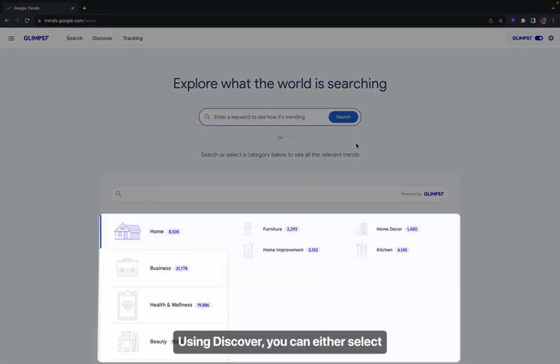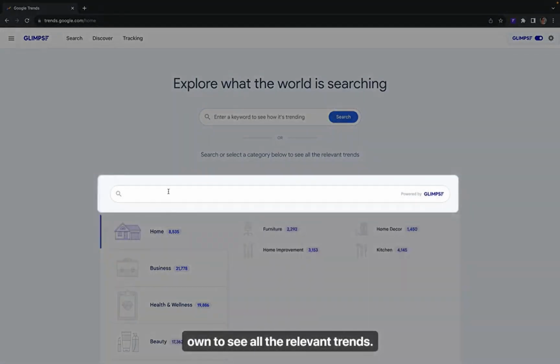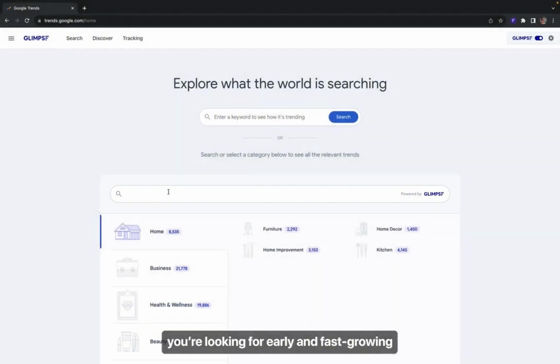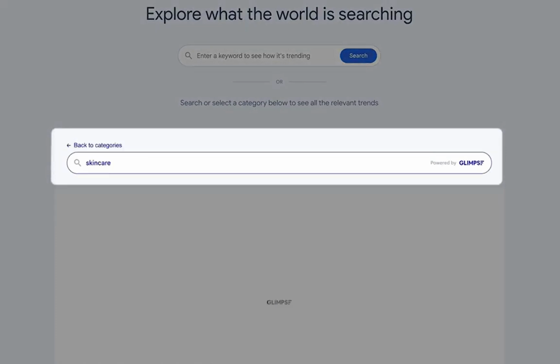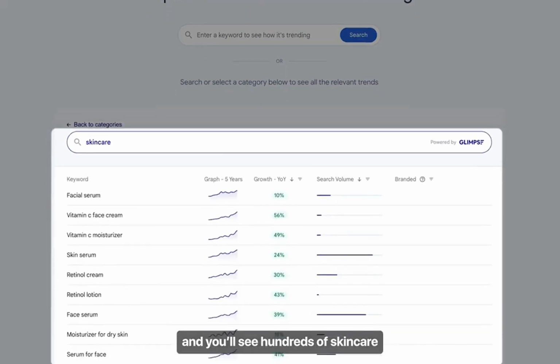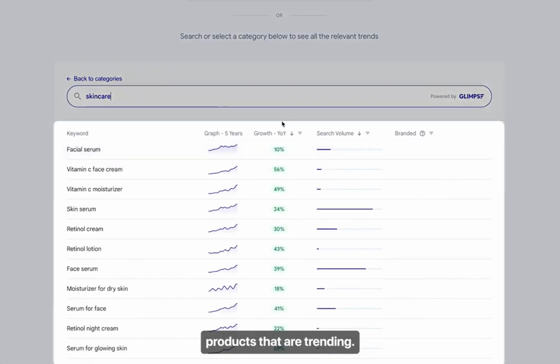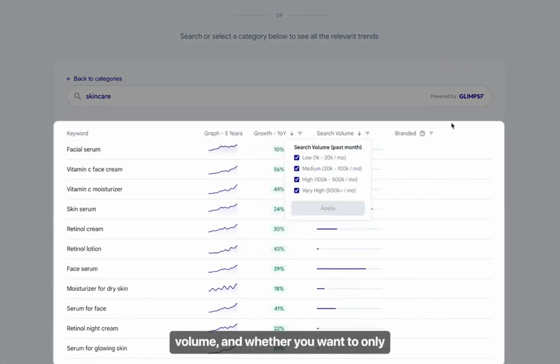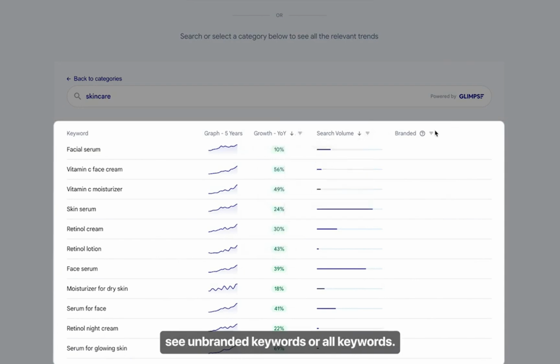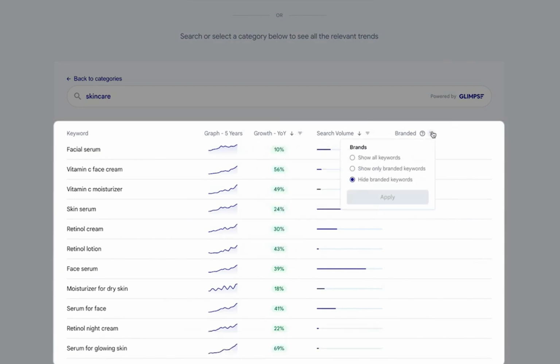Using Discover, you can either select a predetermined category or search your own to see all of the relevant trends. Imagine you run a skincare brand and you're looking for early and fast-growing skincare products you can sell. Just search skincare, and you'll see hundreds of skincare products that are trending. You can filter by growth rate, search volume, and whether you only want to see unbranded keywords or all keywords.